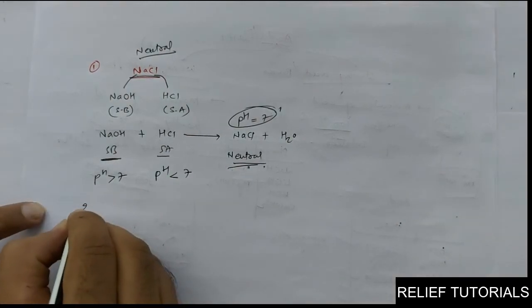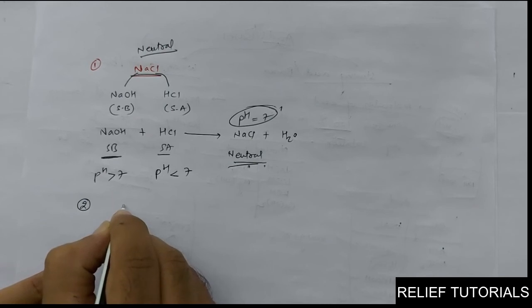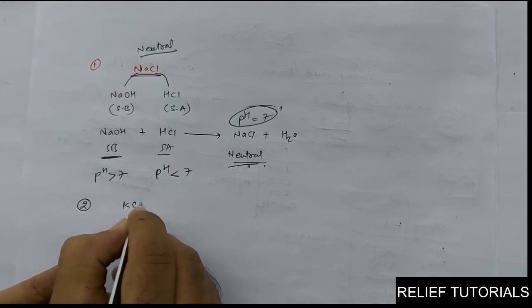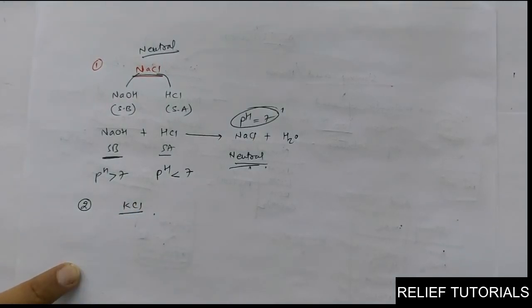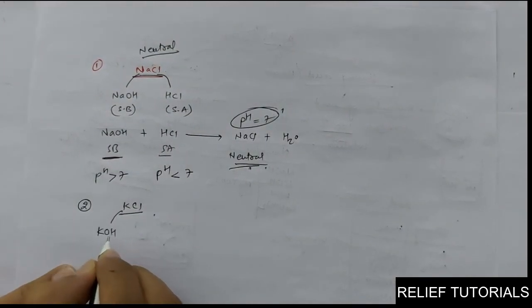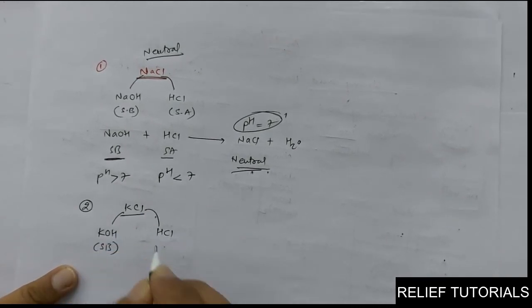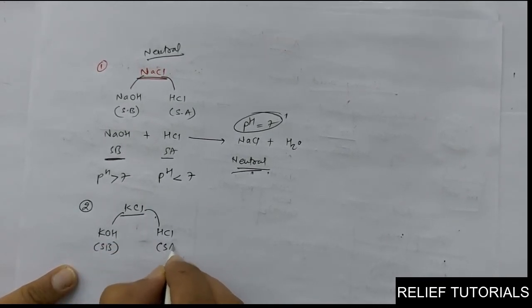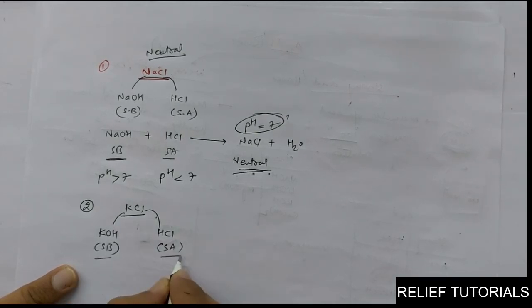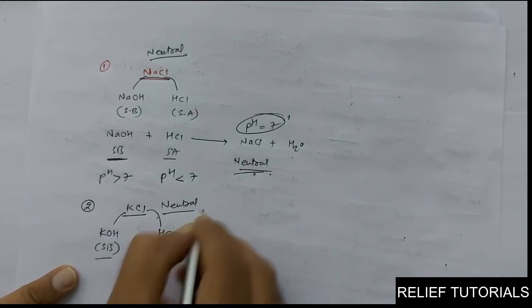One more example of a neutral salt, let us say KCl, potassium chloride. The corresponding base for K is KOH, which is a strong base, and for Cl the corresponding acid is HCl, which is a strong acid. If both are strong, the salt is neutral. So KCl is a neutral salt.